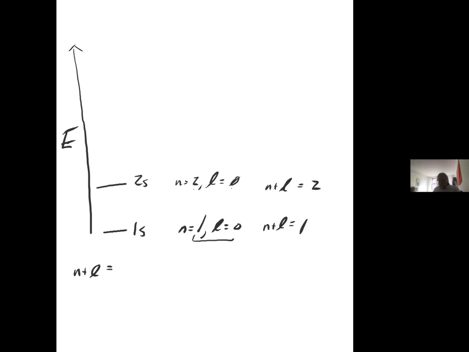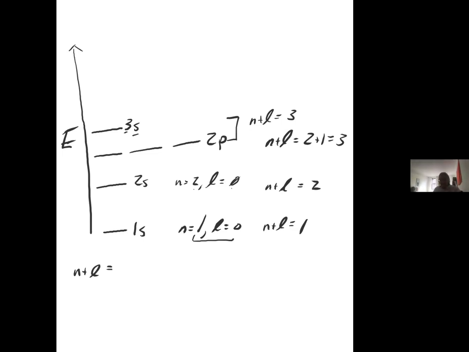So what's the next one? The next one is 2p. So what does that equal? N plus L is 2 plus 1, which is 3, right? Okay. And then the next one is 3s. So here n plus L is 3, right? Because it's 3 plus 0. So you get a tie there, right? These two are a tie. So which one goes higher? If it's a tie, the one that goes higher is the one with the higher n, okay? The one with the lower n goes down lower in energy.